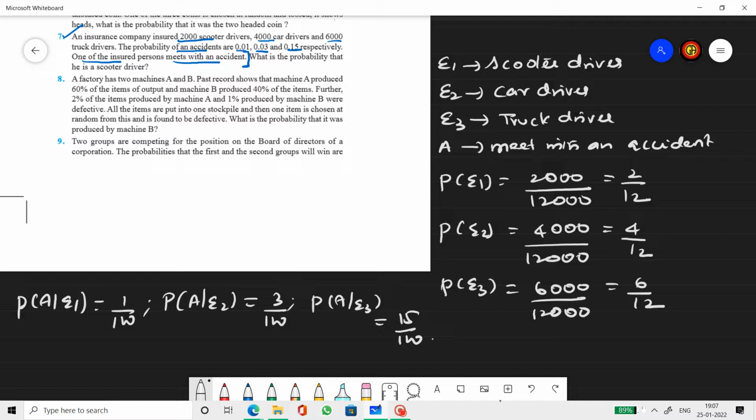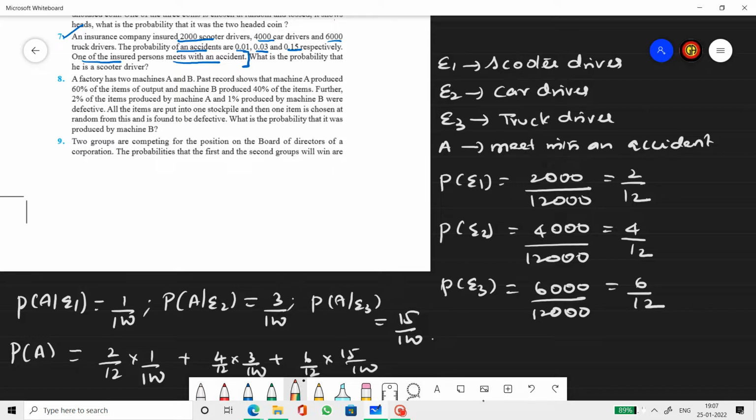Now what is the probability that a person is met with an accident, which is P of A? That is the total probability: 2 by 12 into 1 by 100 plus 4 by 12 into 3 by 100 plus 6 by 12 into 15 by 100. So that's the total probability.